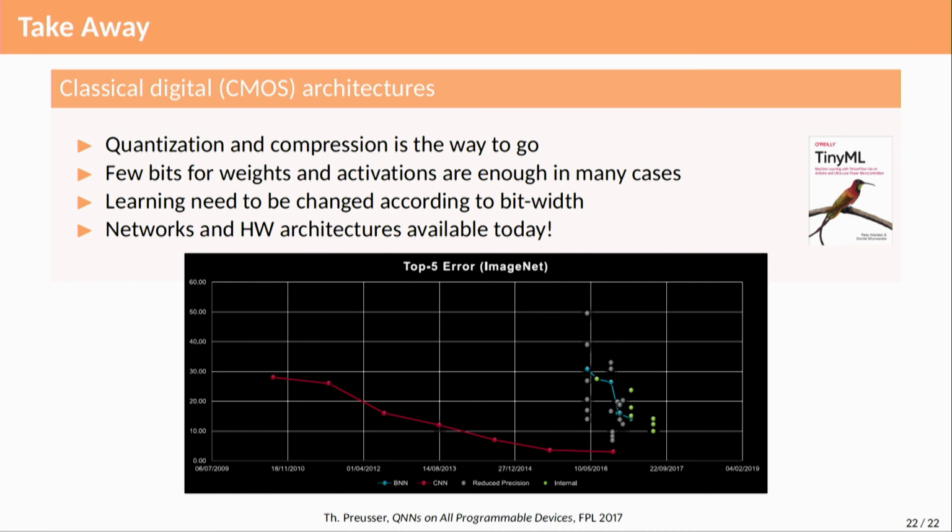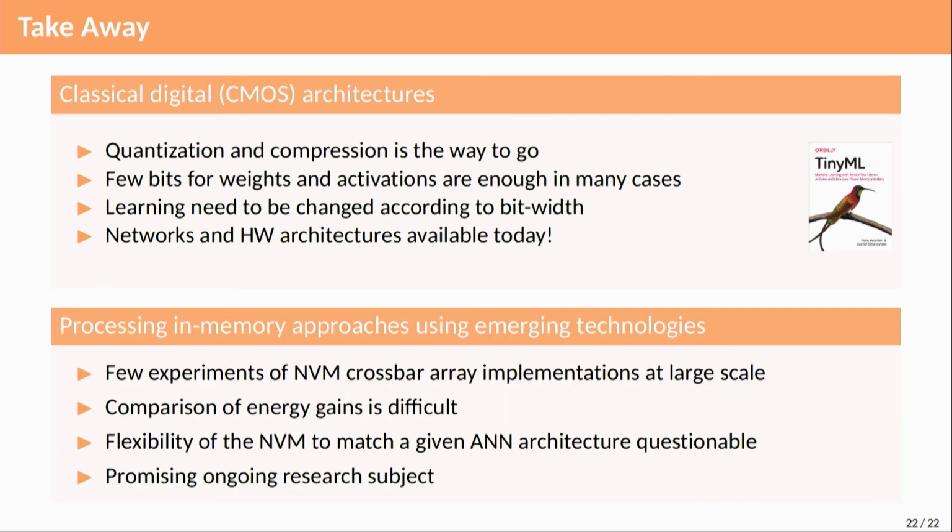So as a takeaway, I would say that today we have some solutions for inference at the edge using classical digital CMOS technology. First of all, quantization and compression is the way to go. We need that. We need to go to a very low bit size. But we have to have new learning approaches for that. And the networks and architectures are available today. Just at the beginning of the year, a book was published by people from Google, called TinyML, presenting algorithms suitable for microcontrollers. So I invite you to take a look at this book because there are very interesting solutions for the edge also.